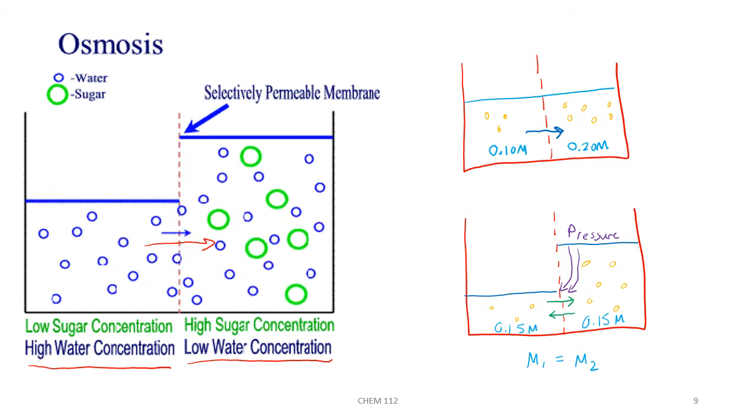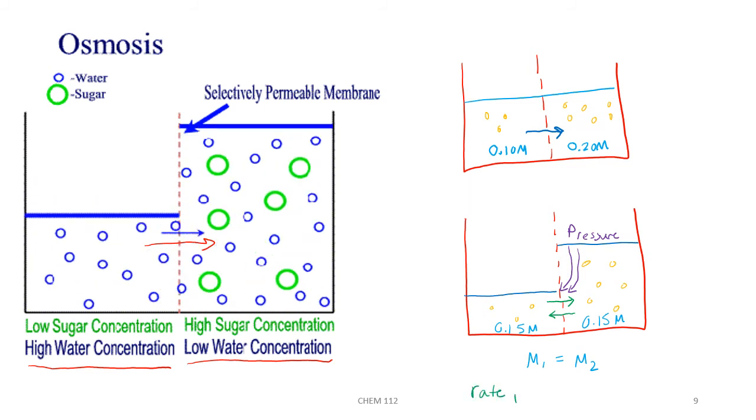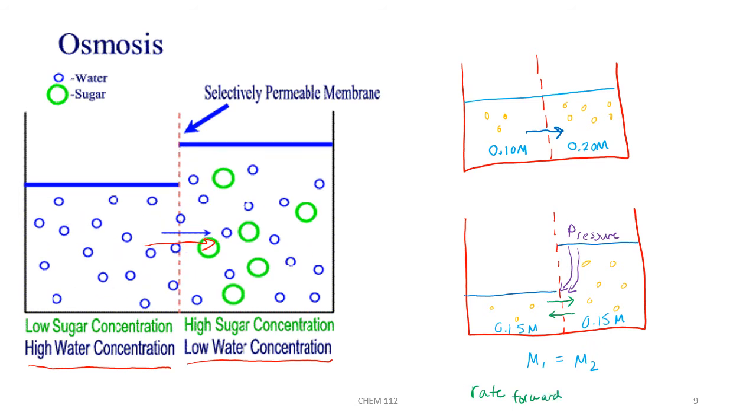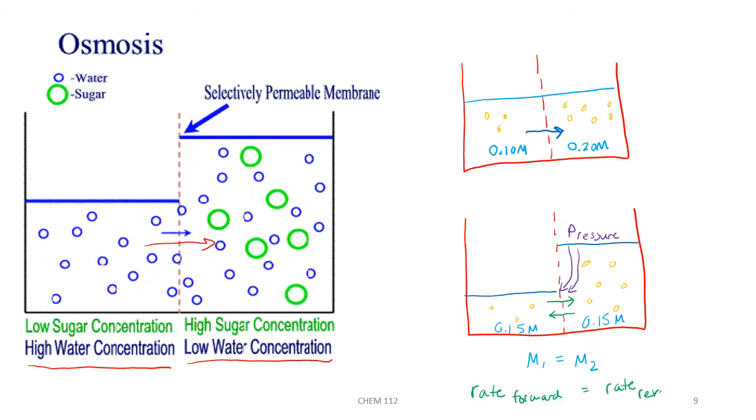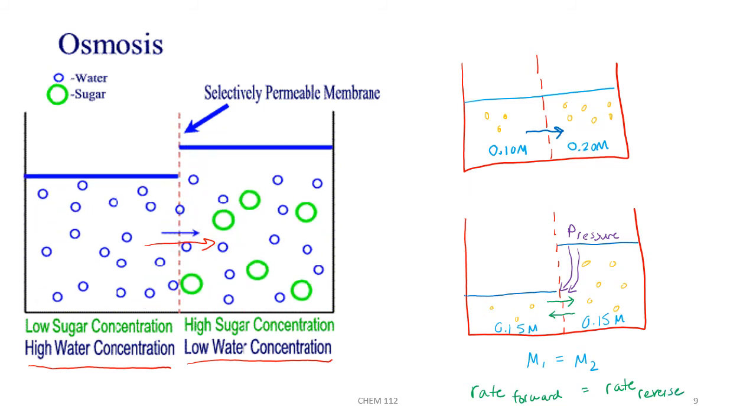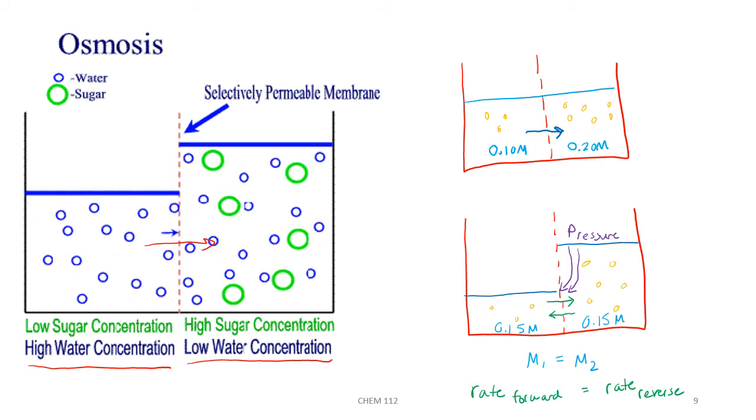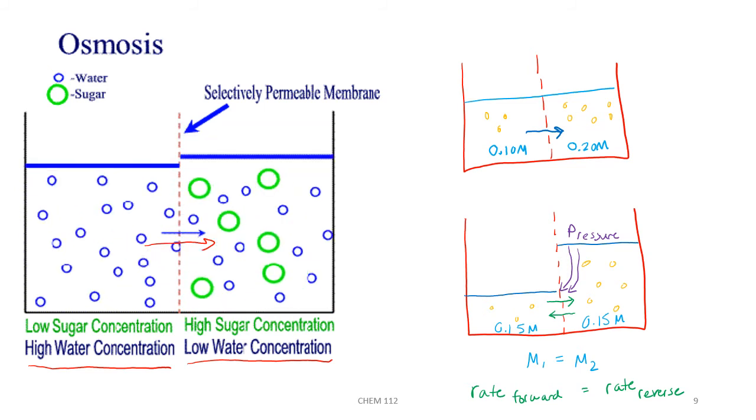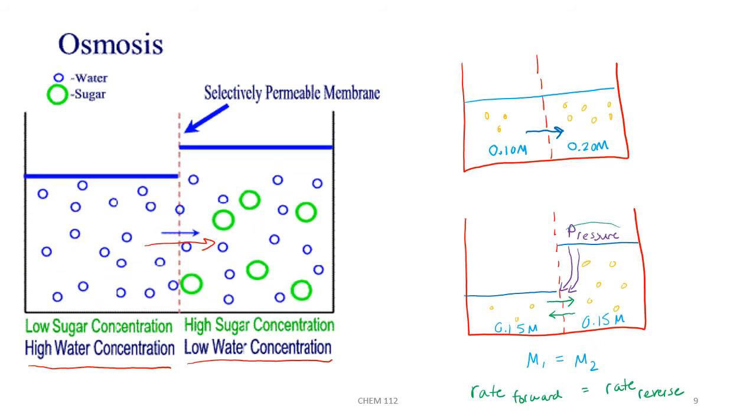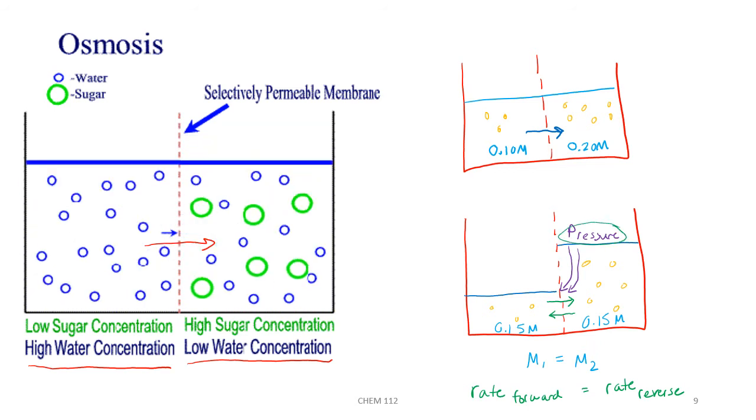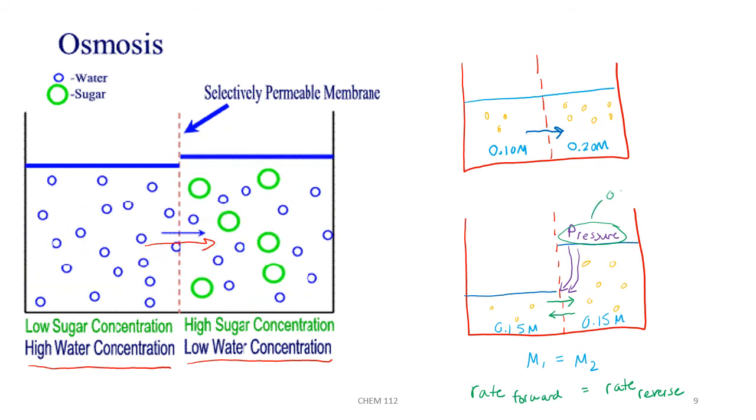There's no change anymore in the concentration because equilibrium means that the rate going forward is equal to the rate going backwards, or the rate reverse. Therefore, there would be no change that we would see, but there still could be solvent particles moving back and forth between the left and right hand chambers due to that pressure pushing down from the height of the column.